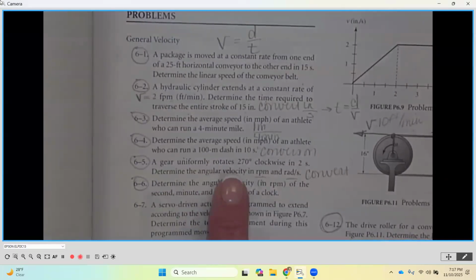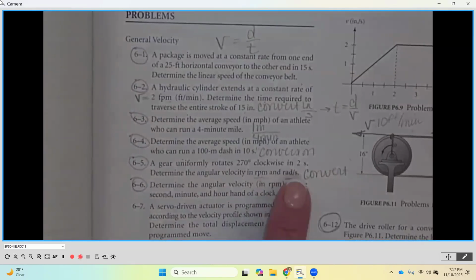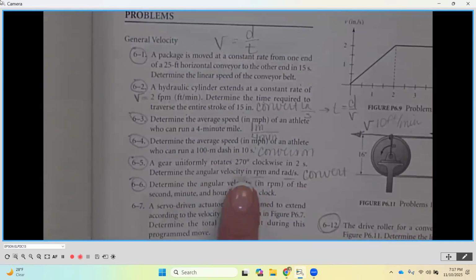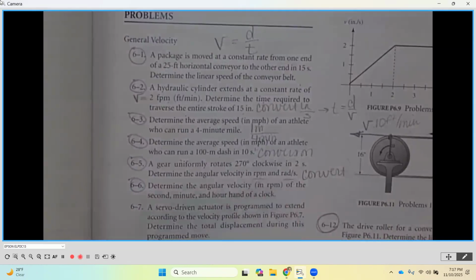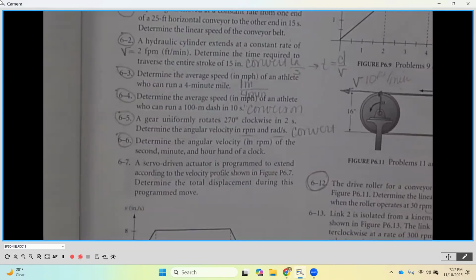The next one here is a gear rotating at 270 degrees clockwise in 2 seconds. So it's 270 degrees per 2 seconds. You want to determine the angular velocity in RPMs and radians per second. Another conversion, honestly. And then the next one, determine the angular velocity in RPMs for the second, minute, and hour hands on a clock. So think about how many times they go around in a unit of time, and then convert those all to RPMs. So those are the first 6 problems.